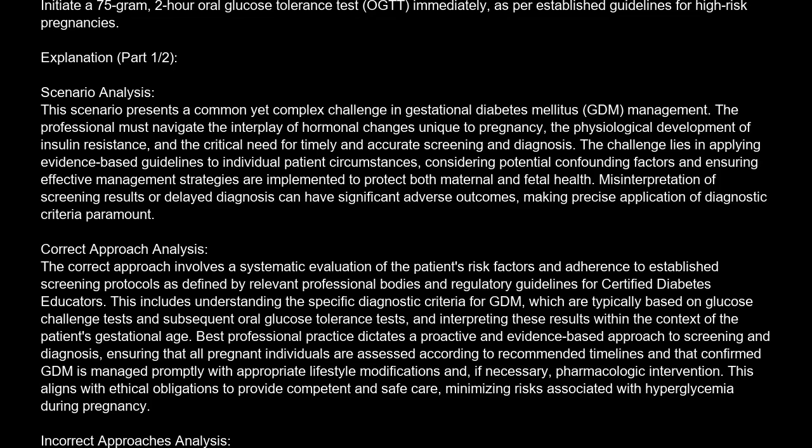The correct answer is D. Initiate a 75-gram, 2-hour oral glucose tolerance test (OGTT) immediately, as per established guidelines for high-risk pregnancies.